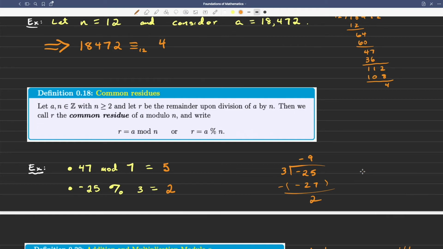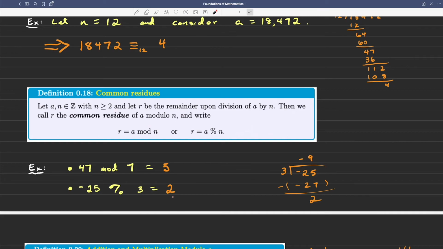Residues are kind of nice. It's just a quick way to figure out relative positions of things in a list. So what we just did, in that first one where we were going mod 7, imagine you have a clock with 7 hours on it. And then if someone said, okay, what position would 47 o'clock be in? Well, 47 o'clock would be in the 5 position on that clock. And if we had a 3-hour clock and someone asked, what position is negative 25 on that 3-hour clock? Well, it would be in the 2 o'clock position.